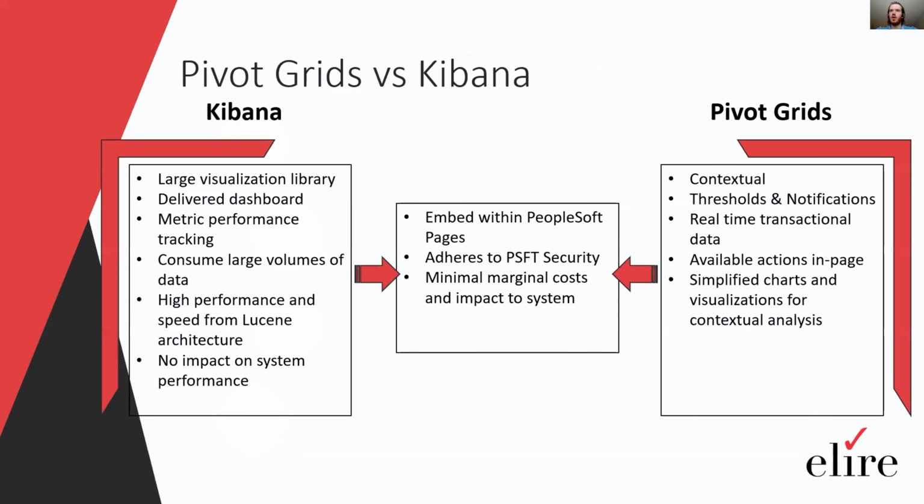The two that really go hand in hand with each other and really have to be explored together are going to be our Kibana and then our pivot grids. So we talked a little bit about both. Kibana is really essential because it gives us a massive visualization library for a lot of delivered items, whether it be HCM, financials, or our system metrics. And it allows a lot of those metrics to be tracked through performance tracking through those dashboards and the consumption of data from across the system as a whole.